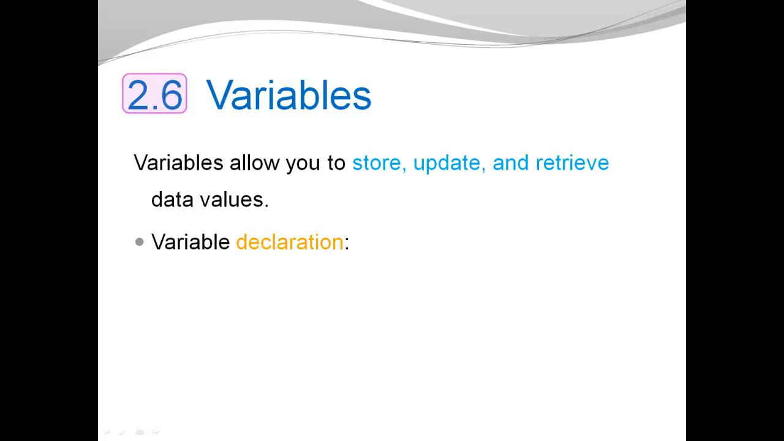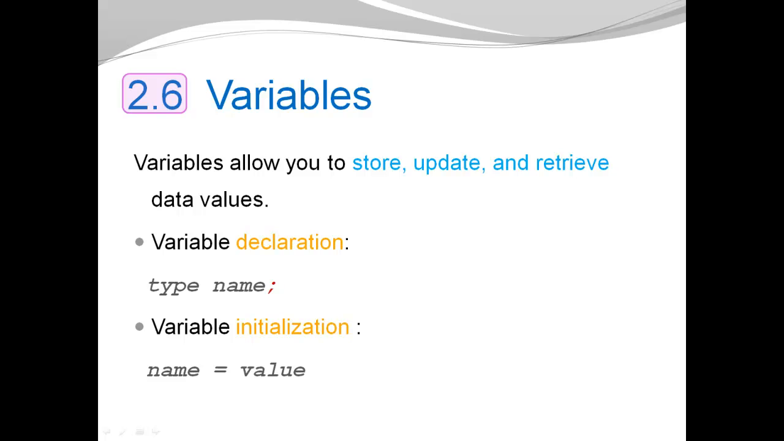Here is how a variable is declared. We need a type, a name, and a semicolon. Now here is how a variable is initialized. We need a name, an assignment operator, a value, and a semicolon.